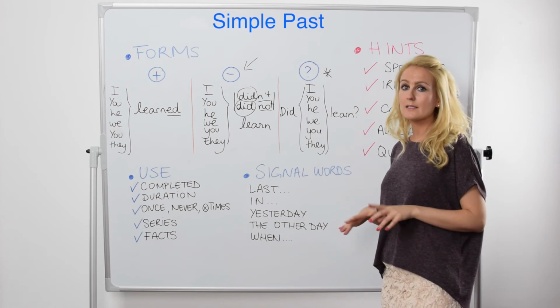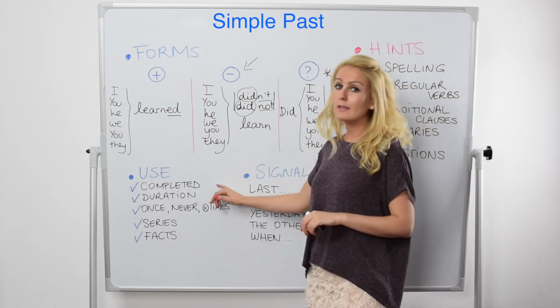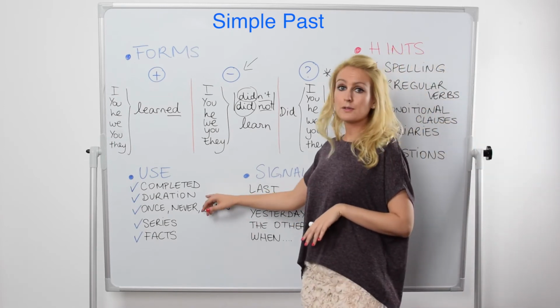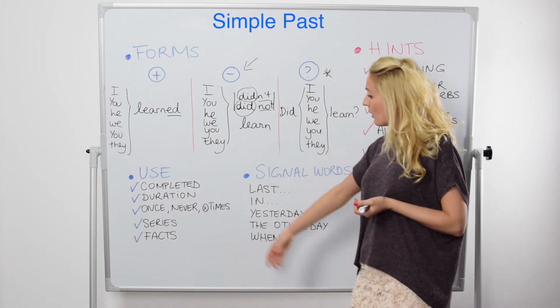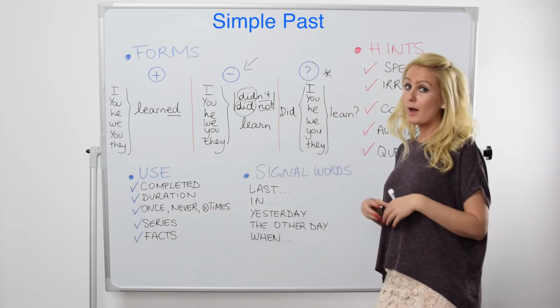So please practice once you've watched this video. When do I use this tense? I generally use it when the action is over. It's been completed. When I want to focus on the duration of that action. Or when an action has happened once, never, or several times in the past.